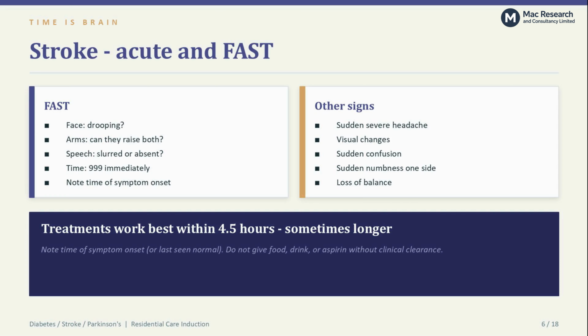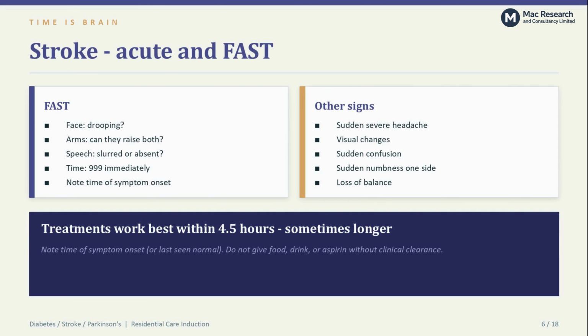Treatments for stroke work best within 4.5 hours of symptom onset. Thrombolysis, clot busting medication. Mechanical thrombectomy, physical clot removal, can work up to 24 hours in some cases. Faster transfer to a stroke unit means better outcomes. Note the time of symptom onset, or if not witnessed, the time the resident was last seen normal.